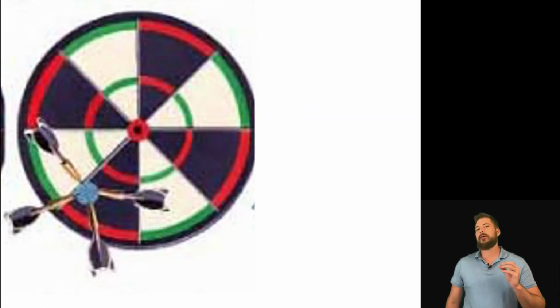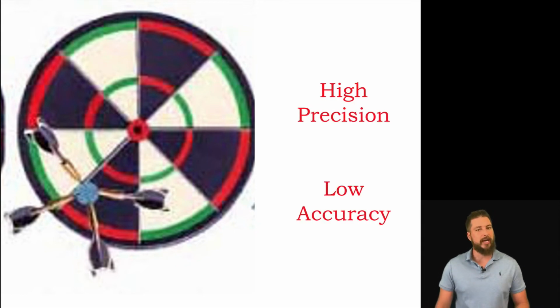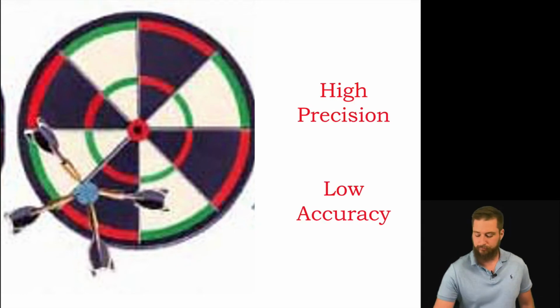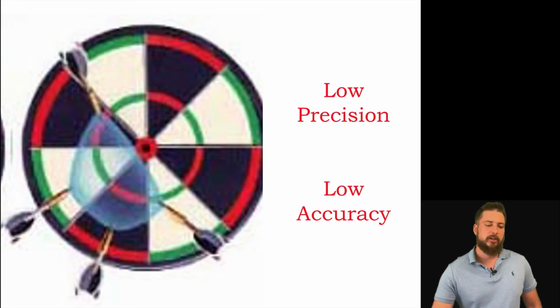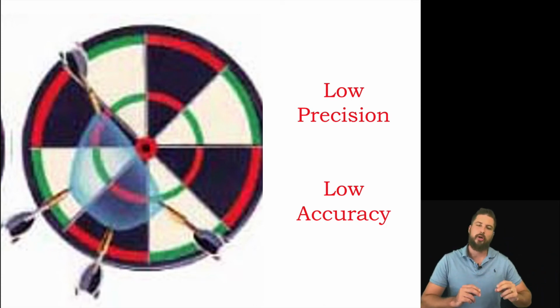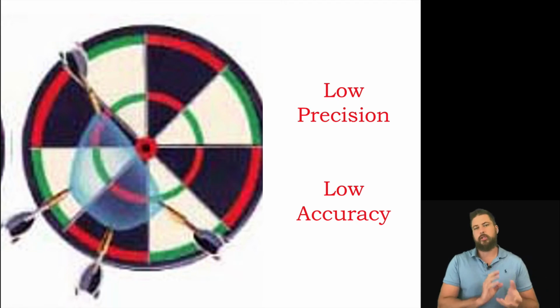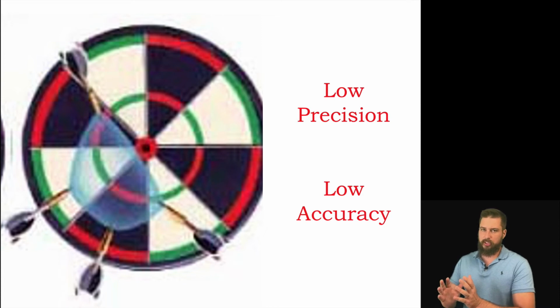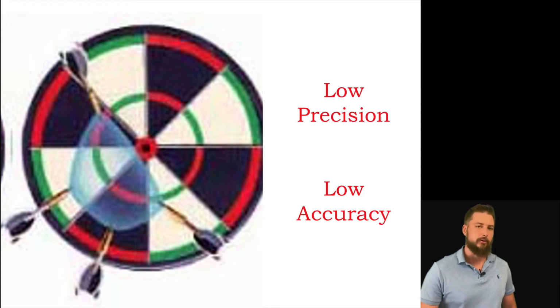Now, if you take a look at the next one here, you'll see that the darts are not at the bullseye. They're actually off to the side. And so this is not accurate. But they are grouped together. So we will say that is precise. So even though it's low accuracy, it is high precision. Now, this next one here, if you take a look, the darts are kind of spread out and they aren't really grouped together, so it's not precise, and they're not really close to the bullseye, so it's not accurate either.